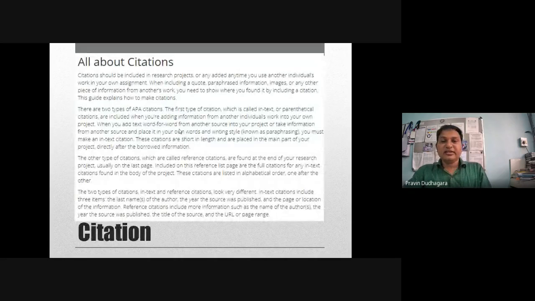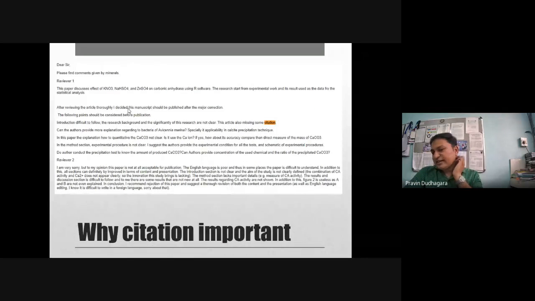The citation is nothing but that when you use some other's work and put it in your draft, in your paper, in your project, then you cite the original name or surname of the original authors. Okay, so that is generally a citation. Now, how is the citation important?